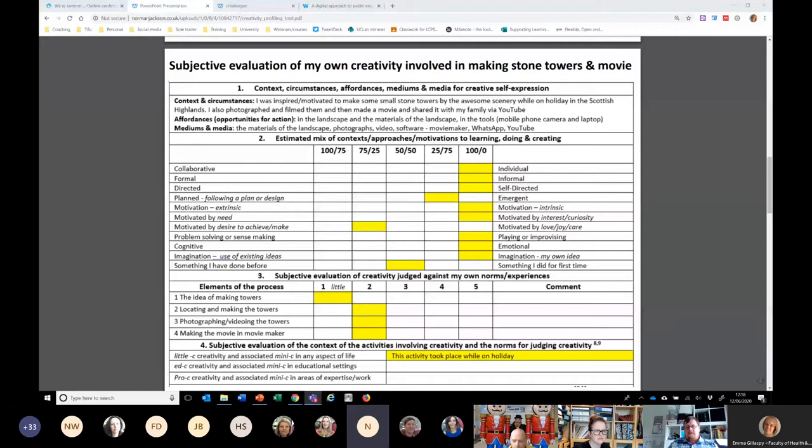Thirdly, then, the evaluation of creativity judged against my own experiences. I think the idea of making towers, and locating and making them, photographing and videoing them, and then making the movie, really, it was at the little end of creativity. And if we go down a little bit further, we go into that little c of Kaufman and Beghetto's model, the everyday sort of creativity. So I'm not sort of shouting out that this was an unbelievable act of creativity. It was a little thing that meant something to me.